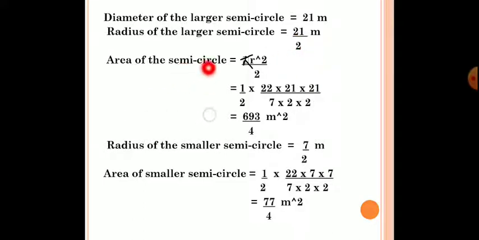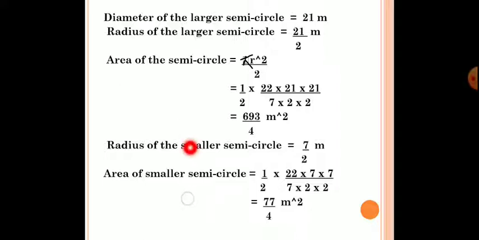The radius of the larger semicircle is 21 by 2 meter. So the area of the larger semicircle is equal to pi r square by 2. So half into pi 22 by 7 into 21 by 2 into 21 by 2. If I solve this, I'll get the value as 693 by 4 meters square. Let us keep it in fraction for the time being.